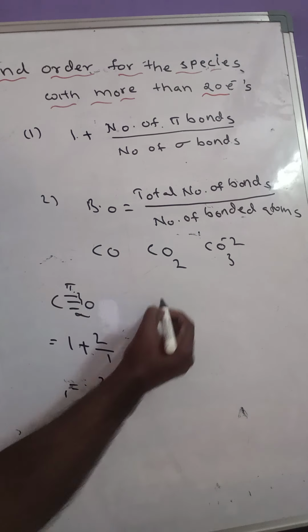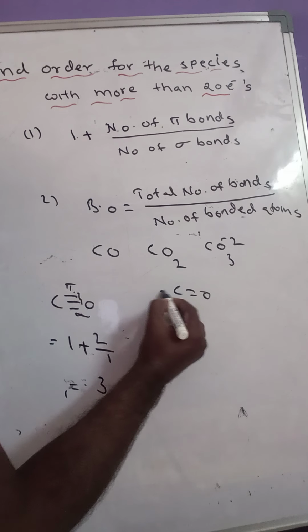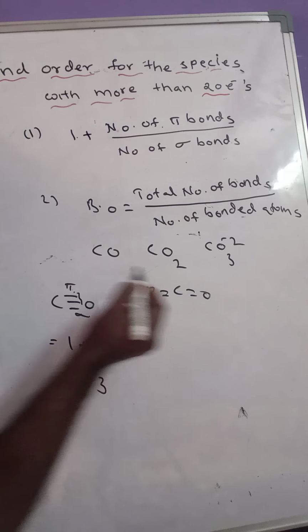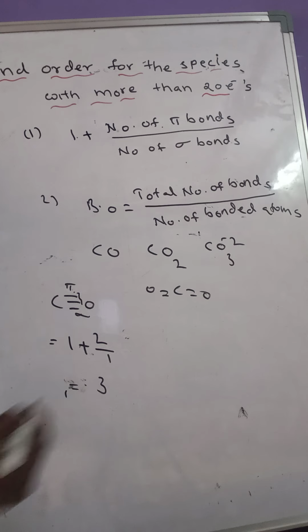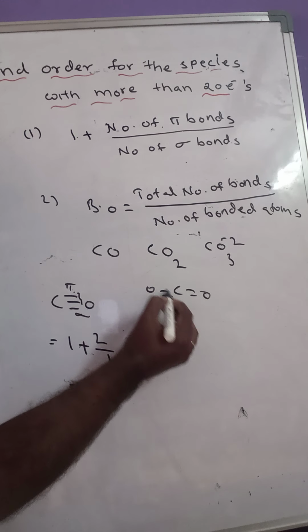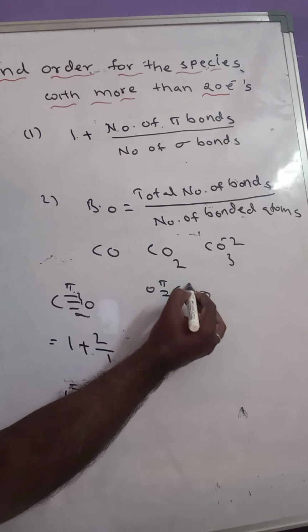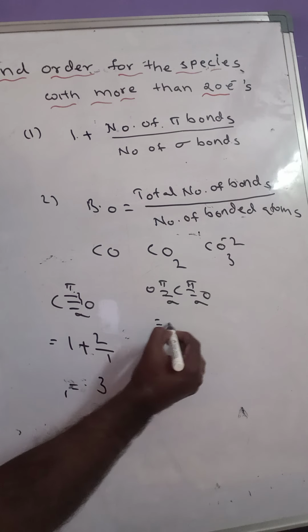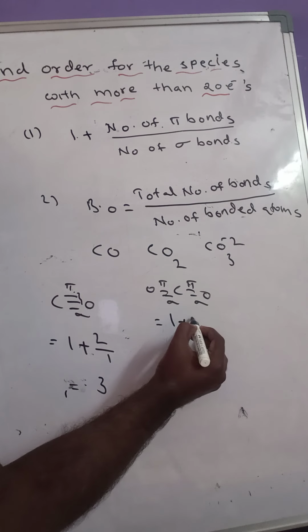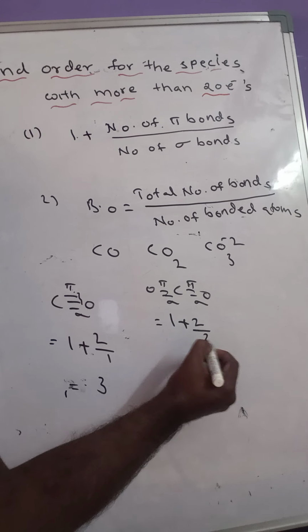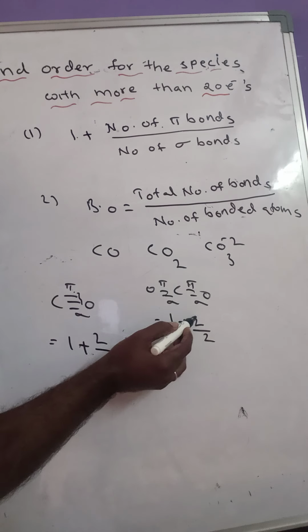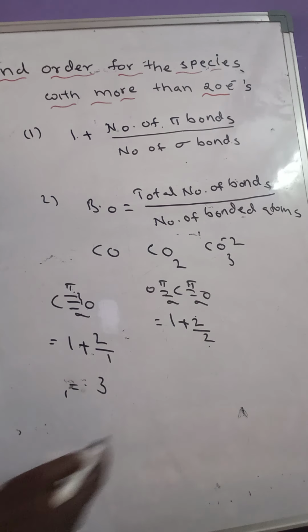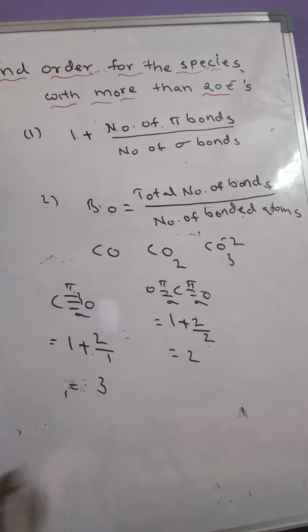Now come to CO2. CO2 means C double bond O and on the other side also a double bond O. Here this is a sigma bond, this is a pi bond, and here also a sigma and a pi bond. Therefore the bond order equals 1 plus number of pi bonds 2 by number of sigma bonds 2. So again you get 2.